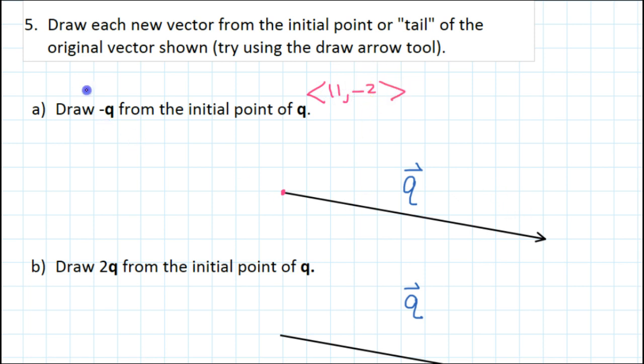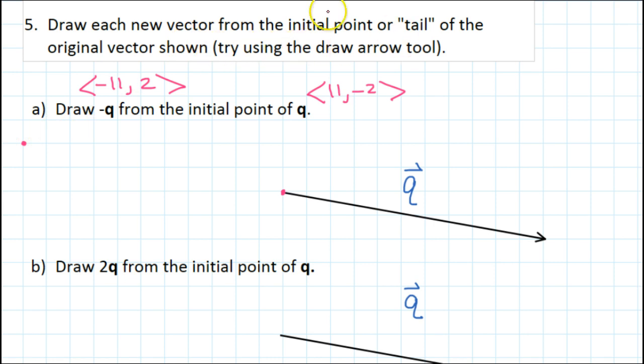So negative q is going to be the vector negative 11 comma positive 2. So that means, starting from here, it should be 11 to the left of here and 2 up. So I'm going to count, 1, 2, 3, 4, 5, 6, 7, 8, 9, 10, 11, and up 2. So this is where the vector should end.